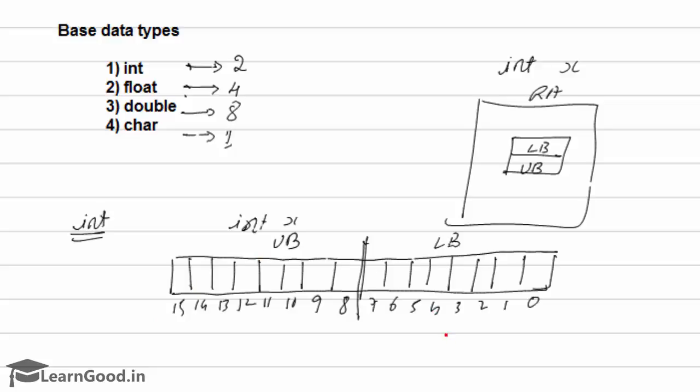Fine. How exactly has the data been stored? If I give here x equals 25, how has the 25 been stored? Actually, 25 is not stored. All the data is stored in the form of zeros and ones here. So what is the binary value of this 25? If you divide it by 2, you'll get the binary value.